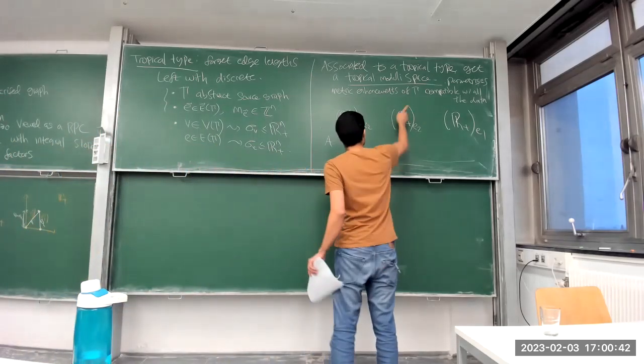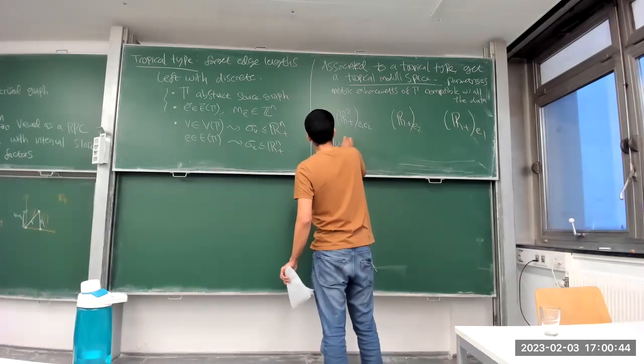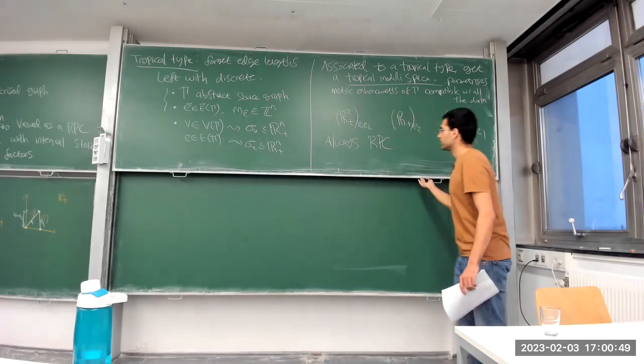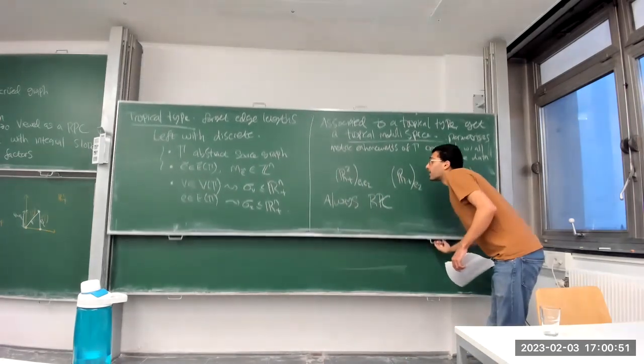Let me say one thing first. All of these, you'll notice, are always rational polyhedral cones. Okay, so let's come to your question.